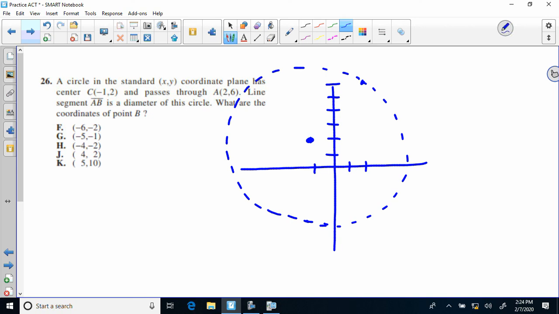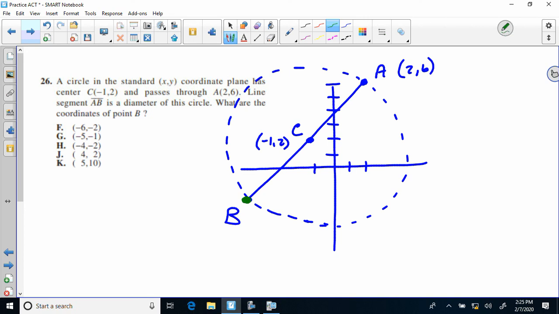And it says line segment, oh, I probably ought to put the letters. This was C, and this one up here was A. So it says line segment AB is the diameter of the circle. So if I kept drawing that line across, I'm going to have AB right here. And so I'm going to write this was -1, 2, and this one was 2, 6. And the question was, what are the coordinates of point B, this point right here?